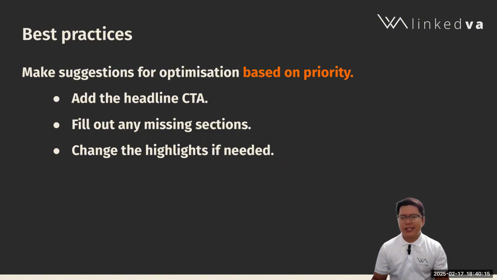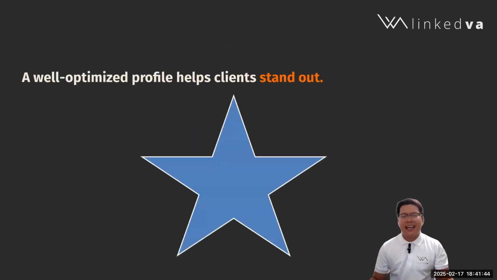Now, best practices: add the headline CTA if your client is in premium. Next, fill out any missing sections. You can do a profile audit. And if there are some things that can be optimized, then you can also make that suggestion. And of course, change the highlights if needed. And finally, a well-optimized profile helps clients stand out. And if your profile stands out, there will be more opportunity to do business here on LinkedIn.